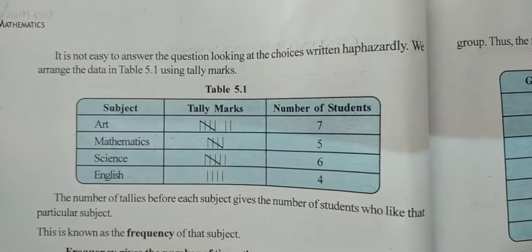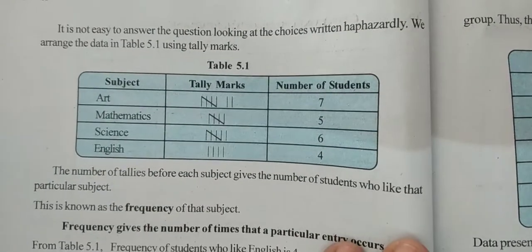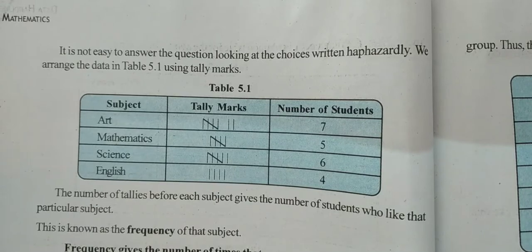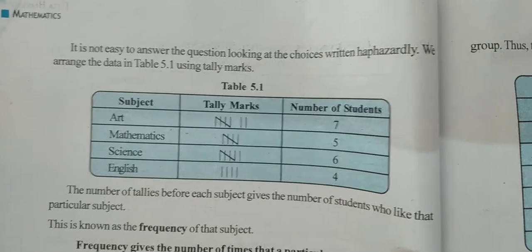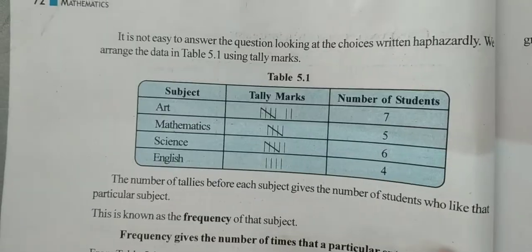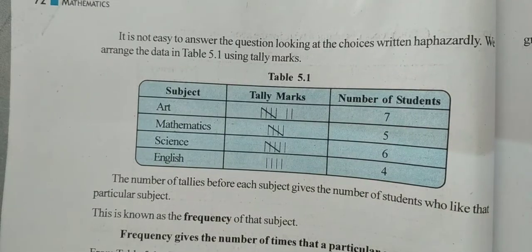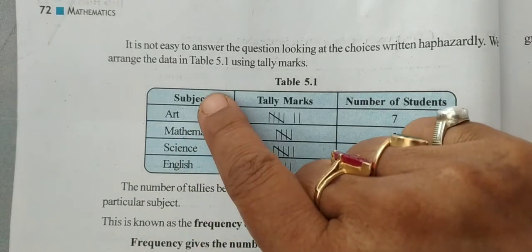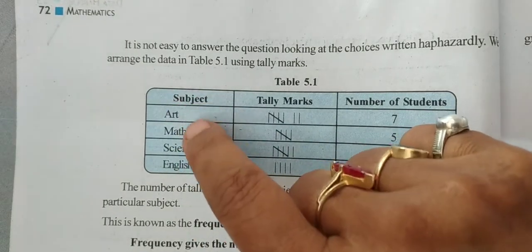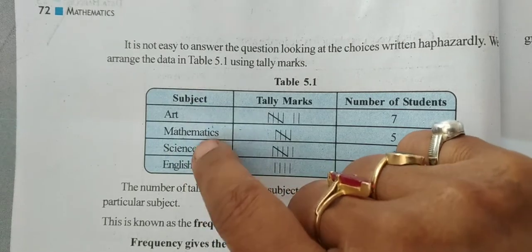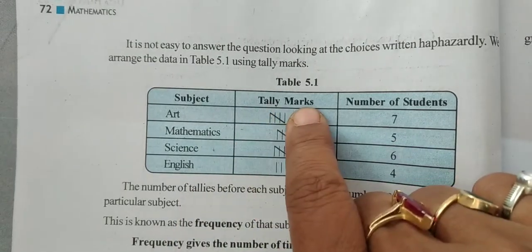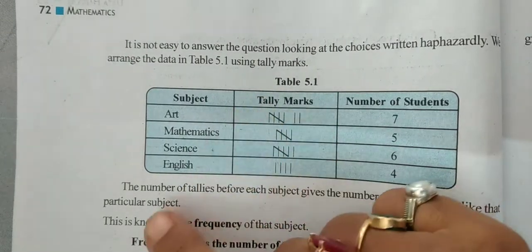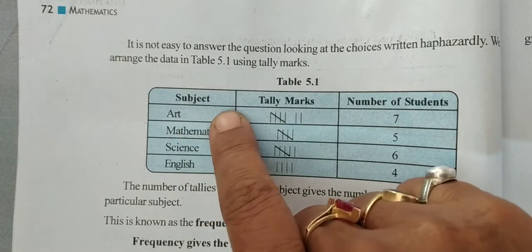Then what will you do? It's not an easy task actually to find out which subject is liked or favorite for the students the most. Then what you will do is make a table like this. Think main subjects, all the 4 different subjects you have sorted out, and list them, write them down. Then comes tally marks. Tally marks means you will see how many times this particular subject is coming.